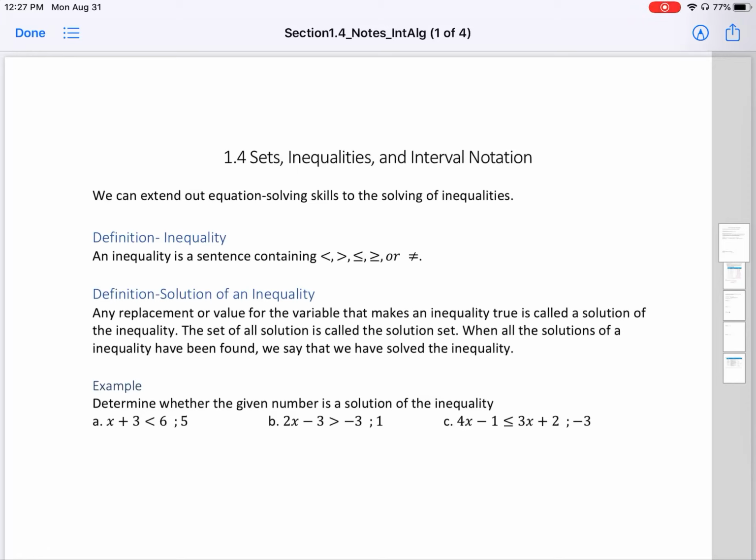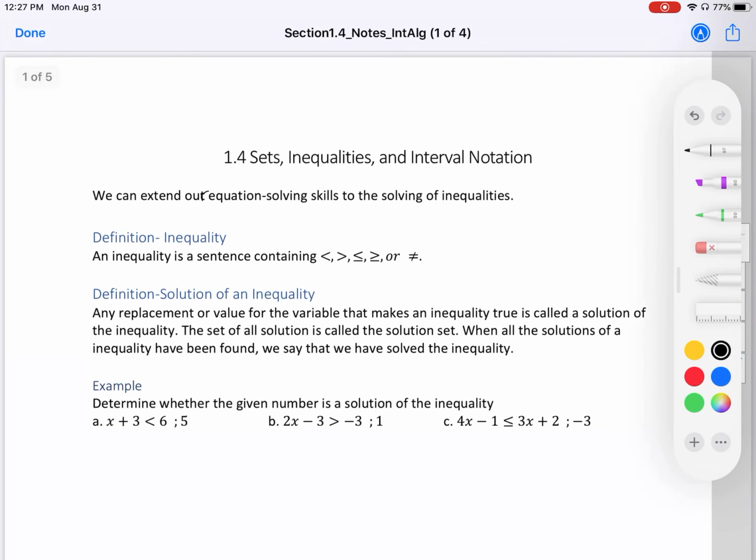Hi, let's go through the notes for section 1.4, sets, inequalities, and interval notation. We can extend our equation solving skills to solving inequalities, and that's what this section is all about.